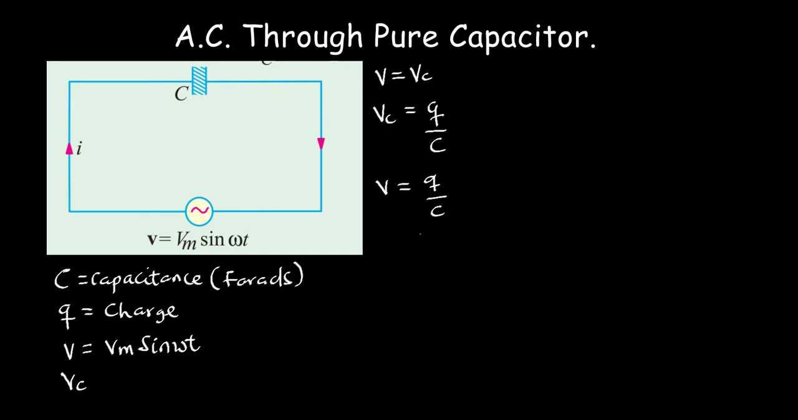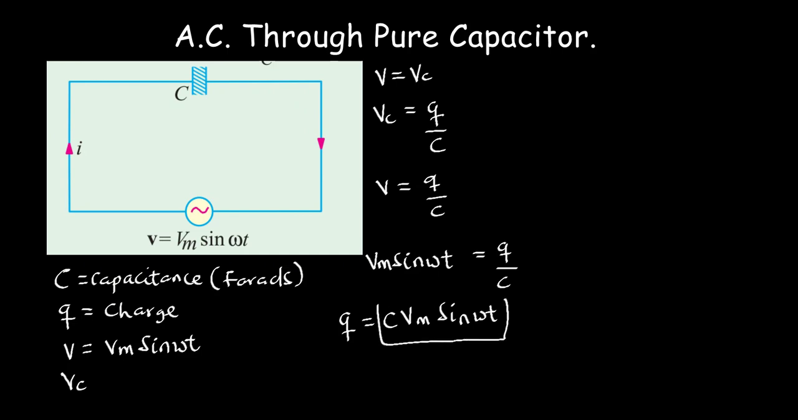So V equals Q over C, and we know V equals Vm sine omega t. So Vm sine omega t equals Q over C. From here I can make Q the subject, so the charge equals C multiplying Vm sine omega t. What you have here tells us that the charge will also be changing, because of this expression.